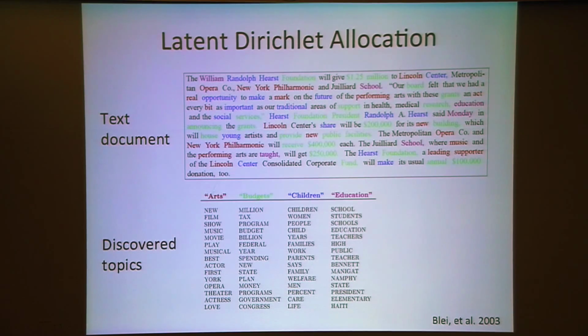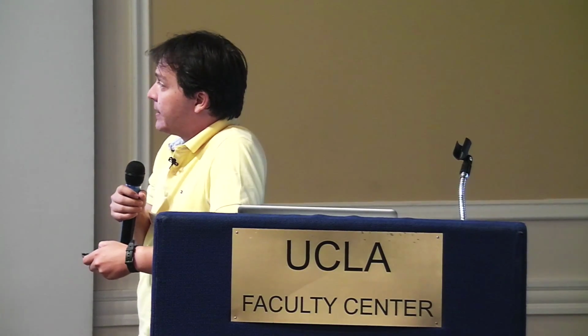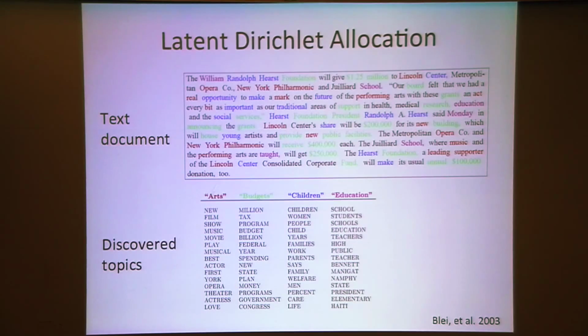Okay, and the idea is, it's just an illustration here, that in this document you have topics related to art. So each topic here represents a distribution over words. So under arts, the words film and show and movie have higher probabilities. Under the topic children, the words children and women and people and child have higher probabilities, and so on. So it basically discovers that this document contains these different topics.